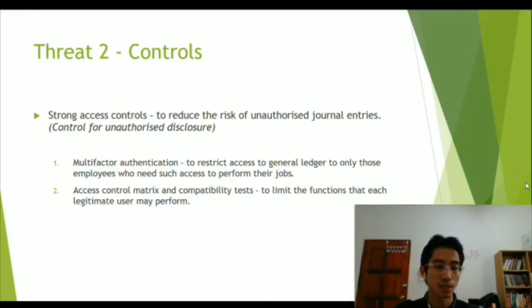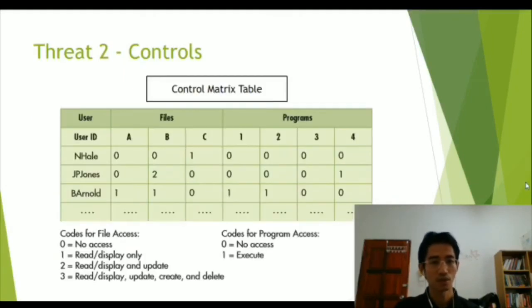The second one is access control matrix and compatibility test, which is to limit the functions that each legitimate user may perform. Basically, different staff in the company have different functions. So in order to control the access by the staff into the system, since they have different kinds of functions, this control matrix can be used. Let me show you how it works. Here is an example of a control matrix table.